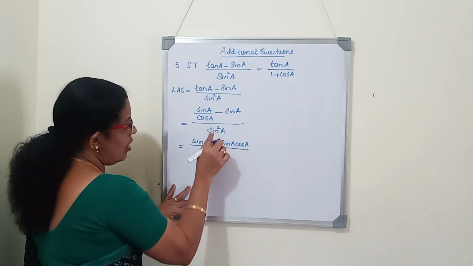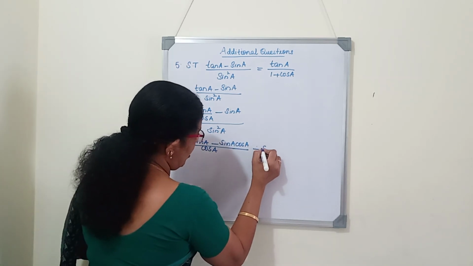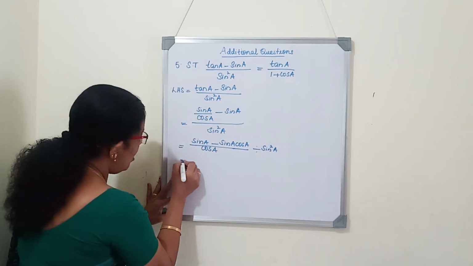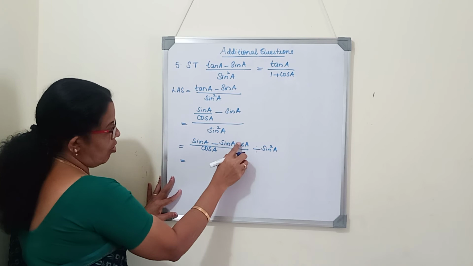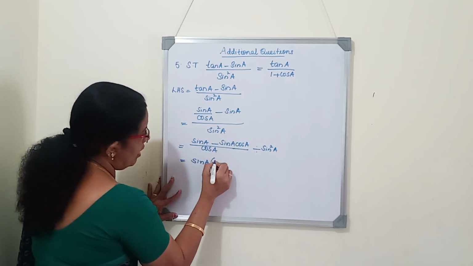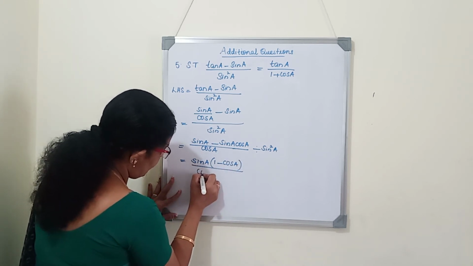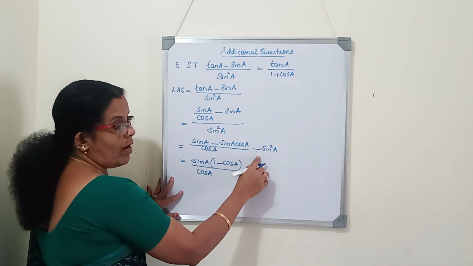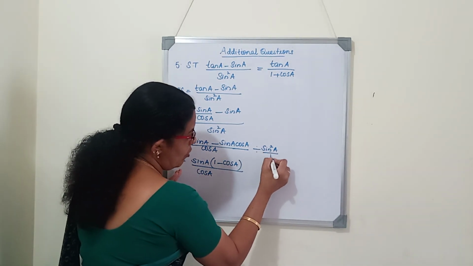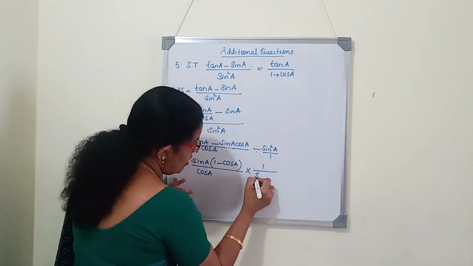It is a fraction. We have to divide it by sin square A. So this division I will show like this. Here I will write sin square A divided by sin square A. Now in this numerator what is common? Sin A is common. So I will take sin A common, and what is remaining? 1 minus cos A divided by cos A. Dividing by a number means multiply with the reciprocal. Sin square A, we know, is sin square A by 1. So multiply with the reciprocal, 1 by sin square A, right?